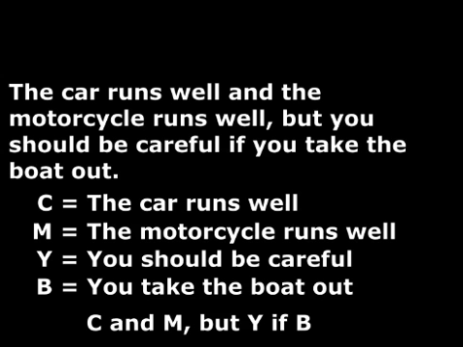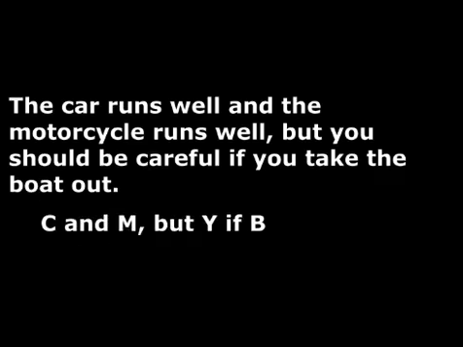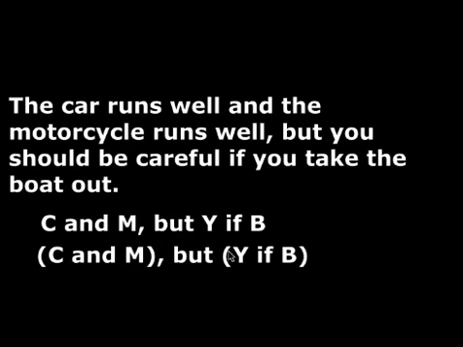Okay. I'm going to move this just up a little bit here. Okay. So C and M, comma, but Y if B. I'm leaving the comma here. Why? Because the comma is telling me which operator is the main operator. It's this one, the but, which is a conjunction. So I know this whole statement is a conjunction. The first conjunct is this thing, the second conjunct is this thing. So I'm going to go ahead and use parentheses now around this and around this because I know this is the main operator. Okay.